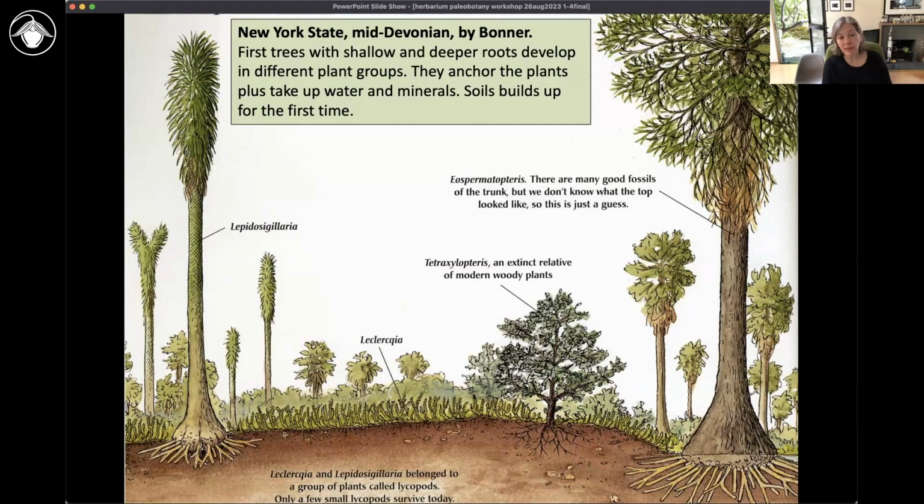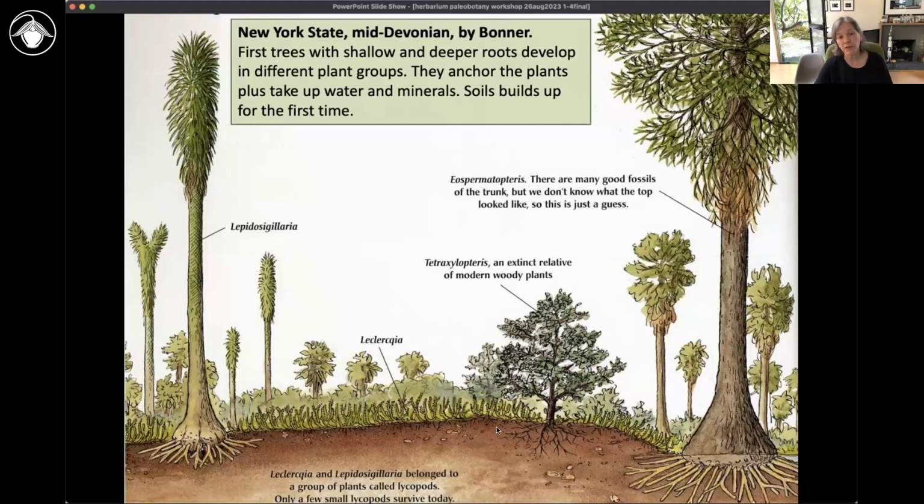So when we go to the Middle Devonian, plants were already getting a bit bigger. This is a reconstruction also from the US, from New York State, also by Hannah Bonner. And we see the first trees with relatively shallow roots, like the one here on the left. This is a lycopod, a relative of those earlier lycopods that were already around in the early Devonian. And they rooted relatively shallow. They have knob-like bases with bifurcating roots. There were also smaller lycopods still around.